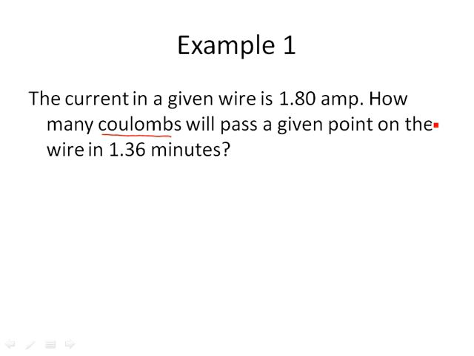So when you write amps, this is something that we'll just have to memorize. 1.80, I'm not going to write A for amp, I'm going to write coulomb slash second. Then I have to figure out minutes to seconds. Okay, 1.36 times 60, so 81.6 seconds. So I set that up like that. Seconds cancel.